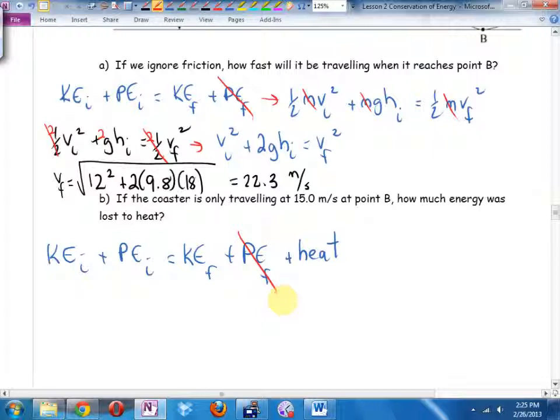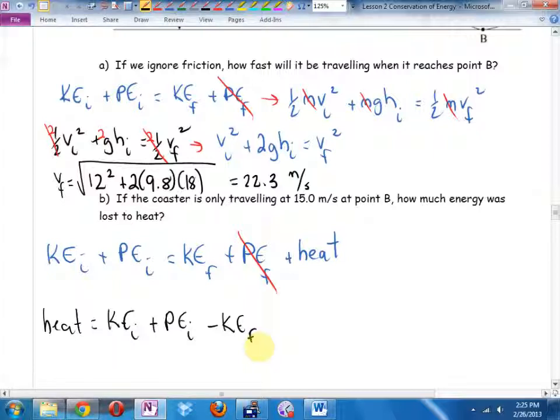Enzo, you did this one earlier. How would I get the heat by itself? That's what they want me to find. Minus kinetic energy final. Yep. It's going to be a bit of typing is all, but heat is going to be kinetic initial plus potential initial minus kinetic final. Whatever's missing must have gone into heat.